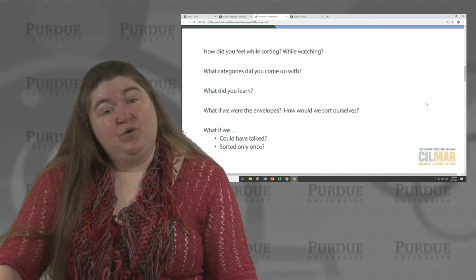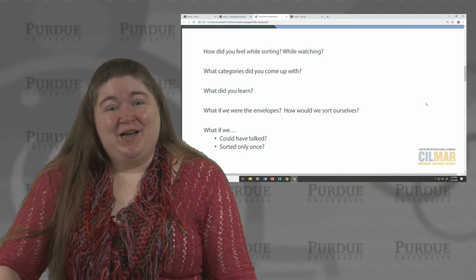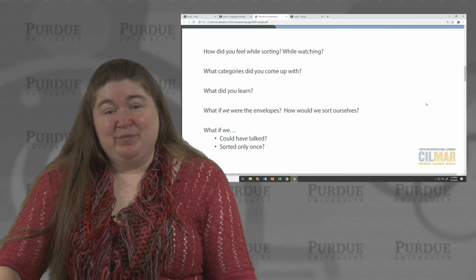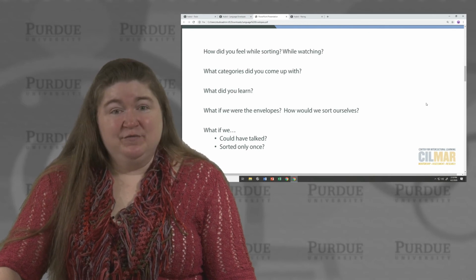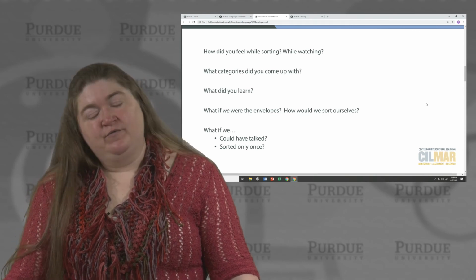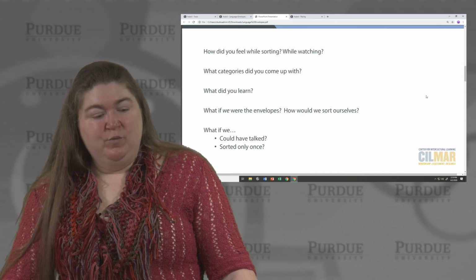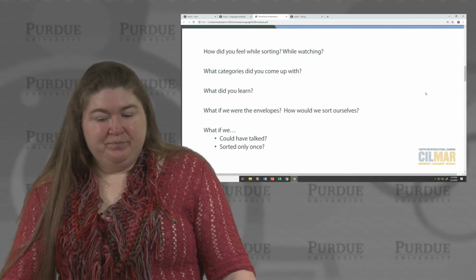And what if you could only sort once, which is what we do most of the time to the world around us. We sort one time and then we go with those categories, and once they're in place, they can be very difficult to change. So good debriefing questions here. You can also use other forms of debriefing. There's lots of reflection debriefing tools in the Hubble toolbox that you could pair this with.